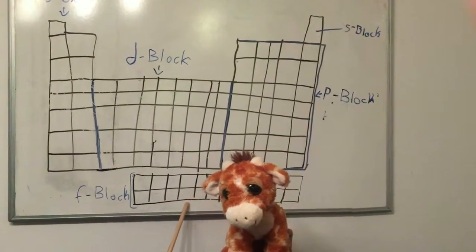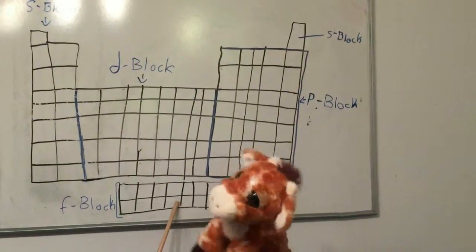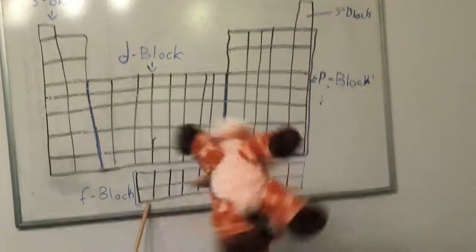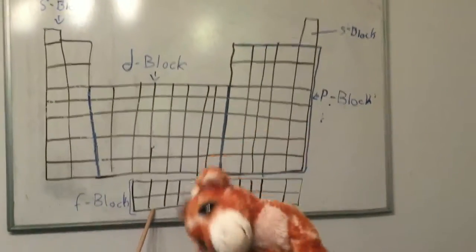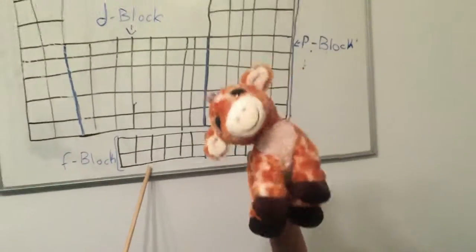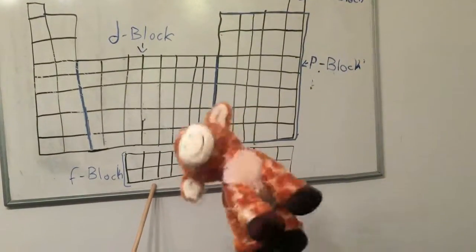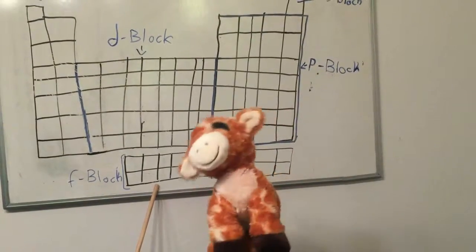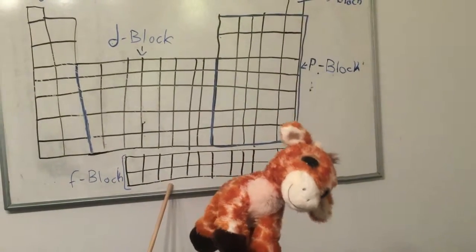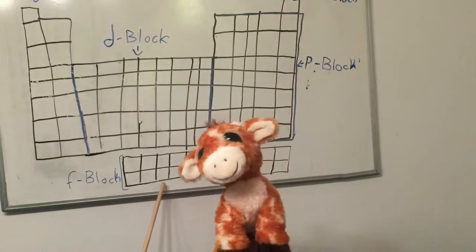F block elements are called inner transition elements. They are called lanthanides and actinides. Actinides are the elements in which the last electron enters into the 5f orbital. All lanthanides closely resemble lanthanum. Lanthanoids are chemically similar to each other, except for cerium and europium. Most lanthanoids are widely used in lasers. These elements deflect UV and infrared electromagnetic radiation and are commonly used in the production of sunglass lenses.